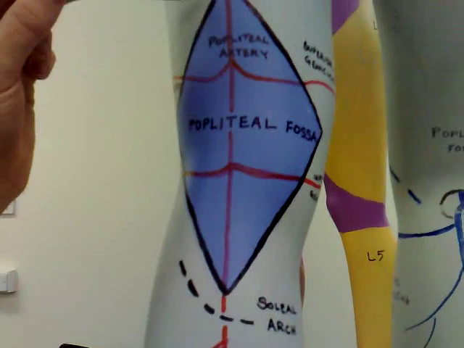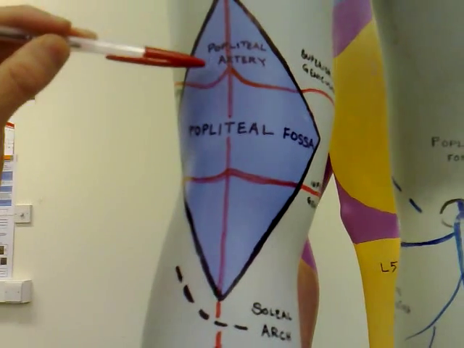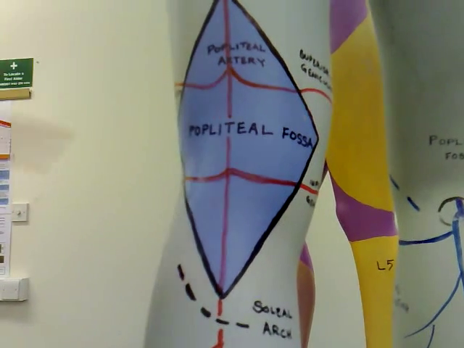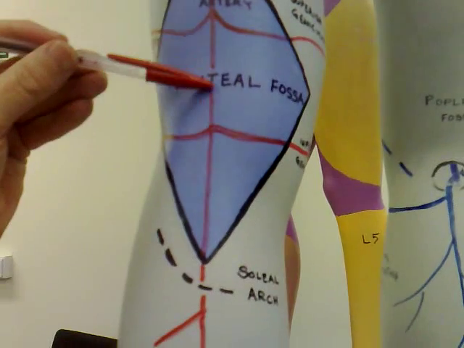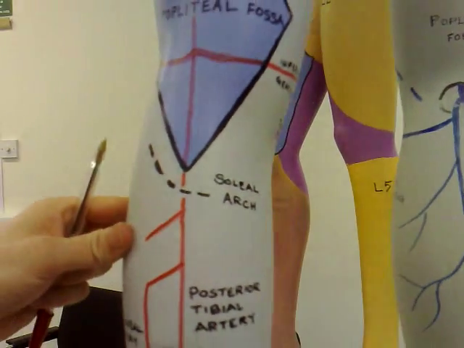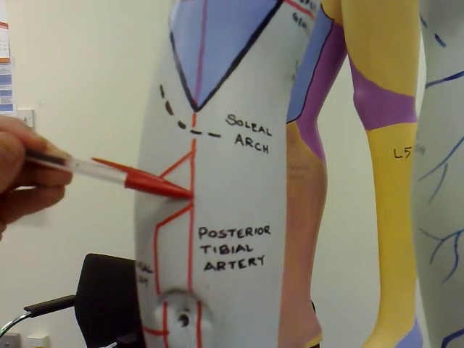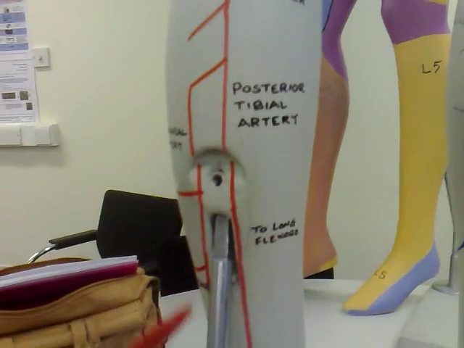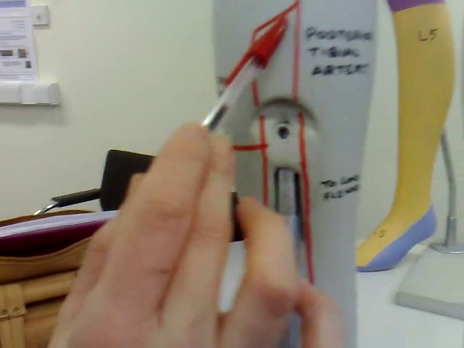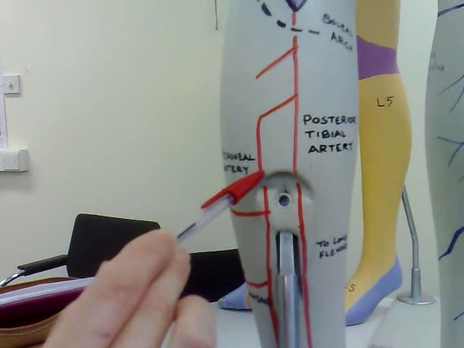So the popliteal artery, as you can see here, I'm guessing is forming anastomosis with the genicular arteries. Yeah. So the popliteal fossa comes down here. It's then the posterior tibial artery, which has then got peroneal artery off it.